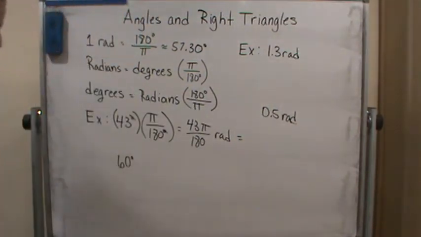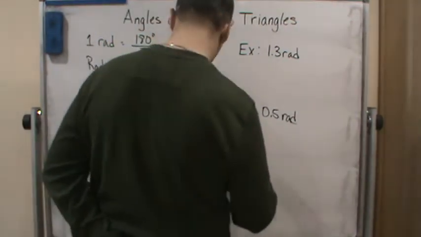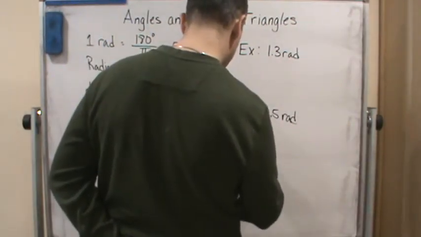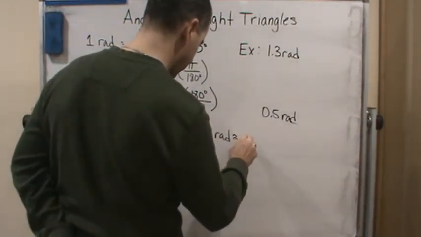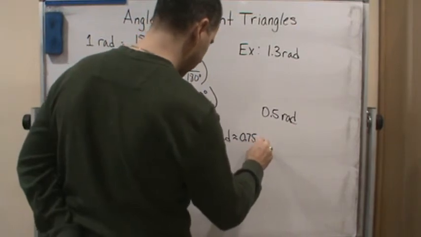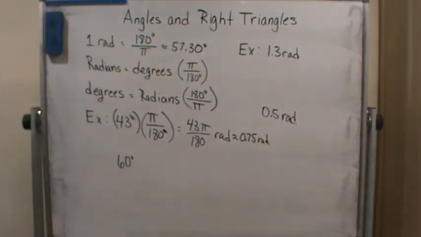So now all I have to do is plug and chug. When I do that, I get 0.75 radians, rounded. So this is going to be approximately 0.75 radians.